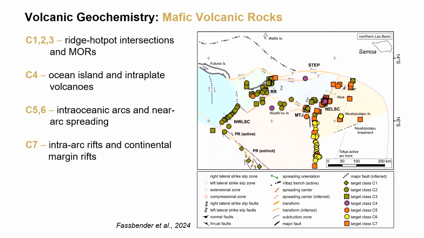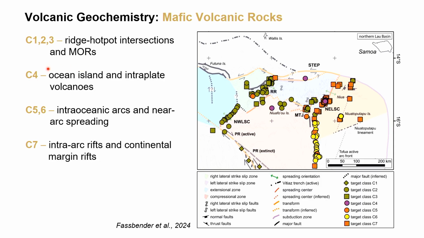This is the more interesting outcome of Mark Fassbender's work, which was a machine learning experiment on mafic volcanic rocks in the northern Lau Basin. So this map shows all of the mafic volcanic rocks in the northern Lau Basin. Through machine learning, he identified a number of target classes of rock types. C1, C2, C3 are ridge hotspot intersections and mid-ocean ridge type spreading centers. Those are these dark green symbols.